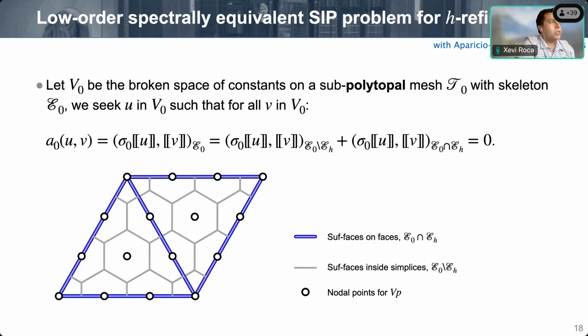Here is where it is relevant what I said before, that there are two main regions of the subpolygonal mesh. The skeleton of that subpolygonal mesh has two regions: the one that intersects with the original skeleton of the high-order mesh, in blue, and the region that is inside the elements of the high-order mesh. If you do that, you can separate the integral in these two pieces: the piece that doesn't touch the skeleton of the high-order mesh, which is the inner part, and the part that intersects with the skeleton of the original high-order mesh. Next slide, please.